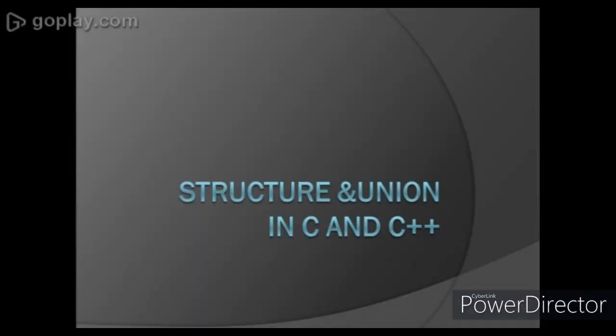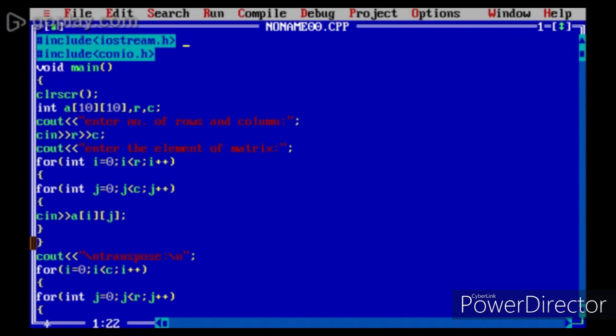In today's video, we are going to see about structure and union in C and C++. Before that, let us see the answer for the problem we have asked in previous video. So here's the answer for the previous problem. The problem is to find transpose of a matrix.